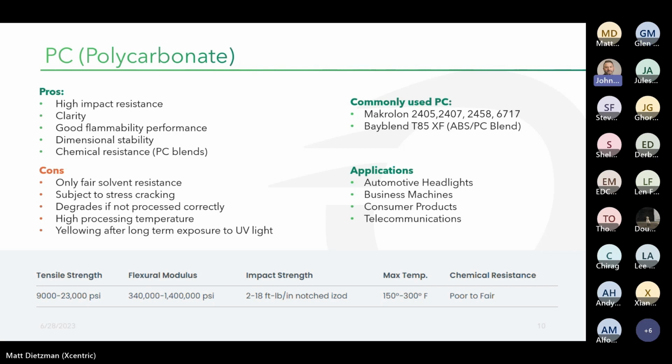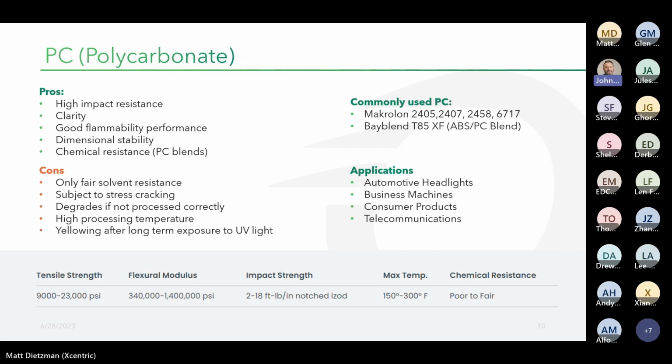Cons to polycarbonates, it's not really going to hold up. It's going to hold a little better than ABS to solvents. Going to be more susceptible to stress cracking, degrades if not processed correctly. Higher processing temperature, and if a non-UV material is exposed to UV light over time, that part will yellow. If the parts sit out in the sun or are just exposed to UV, it'll yellow after time.